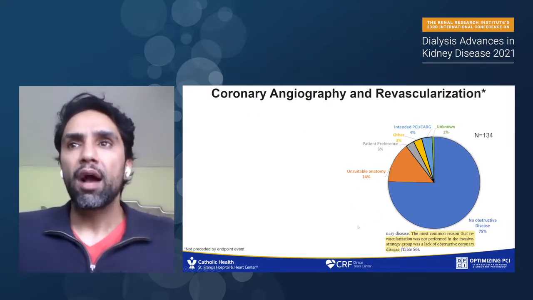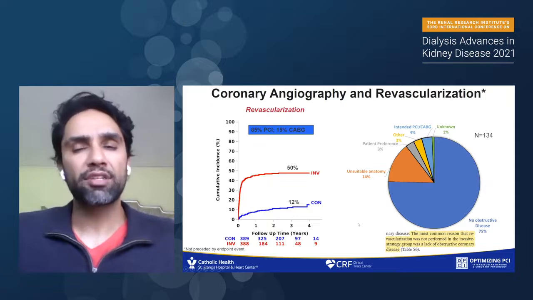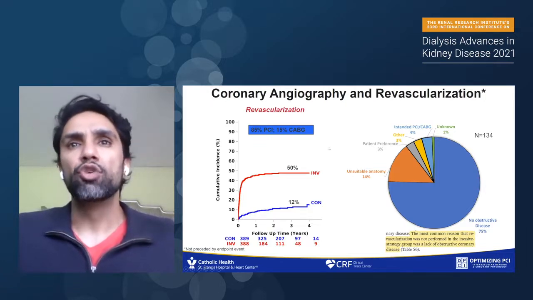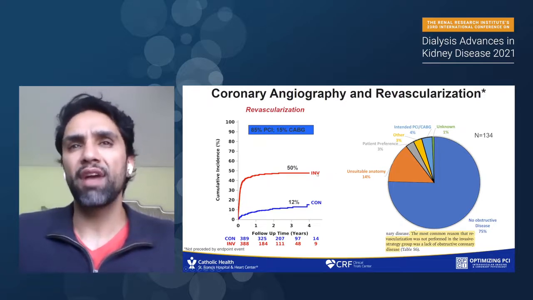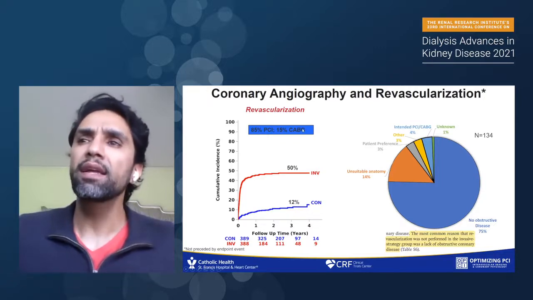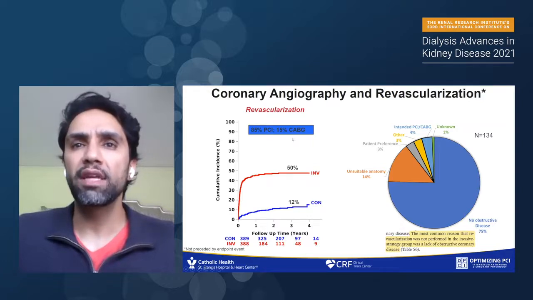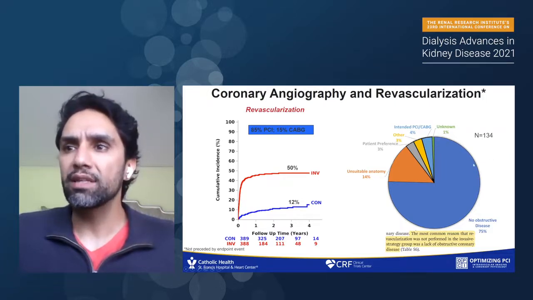All right. Now, what about patients who actually got revascularized? Well, this is a little bit of a shocking slide. From all the patients who were randomized to an initial invasive strategy, only 50% of them actually got revascularized, 85% by PCI and 15% by CABG. And why is it that only 50%, even though they all had moderate to severe ischemia on stress test, ended up getting revascularized? Well, if we look over here at the reasons, 75% of patients, despite having moderate to severe ischemia on their stress test, actually had no obstructive disease.